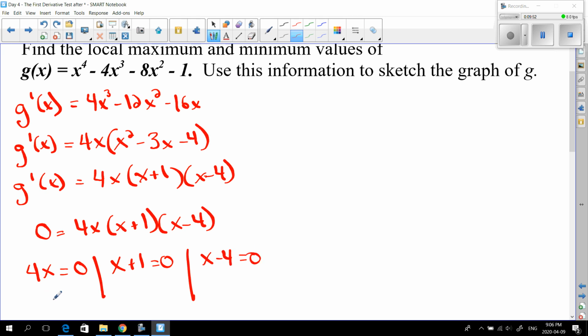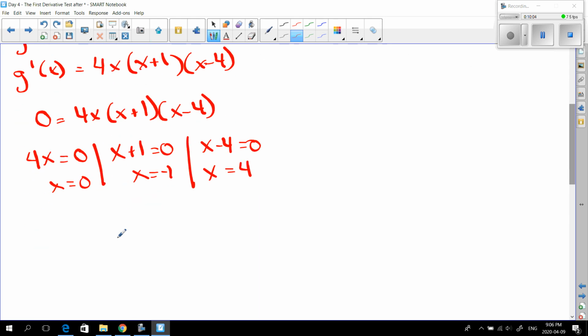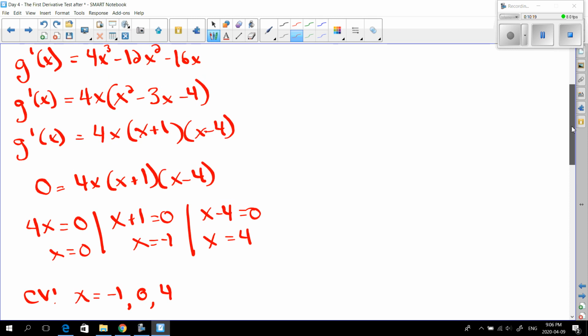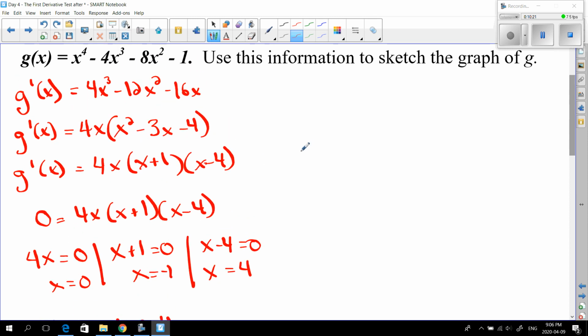Divide both sides by 4, x would equal 0. Subtract 1 from both sides, x would equal negative 1. Add 4 to both sides, x would equal 4. So what I have here are these three critical values. My critical values are x equals -1, 0, and +4. Now, there's a couple ways to tackle this from here. All right, some people like to do a little table. We decided to do a little number line test.